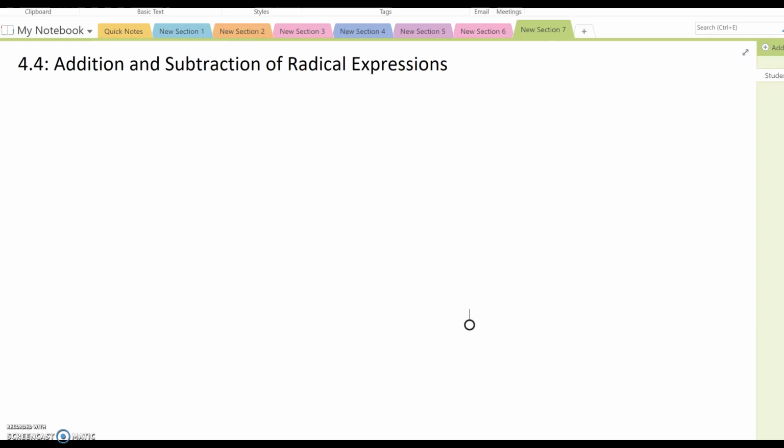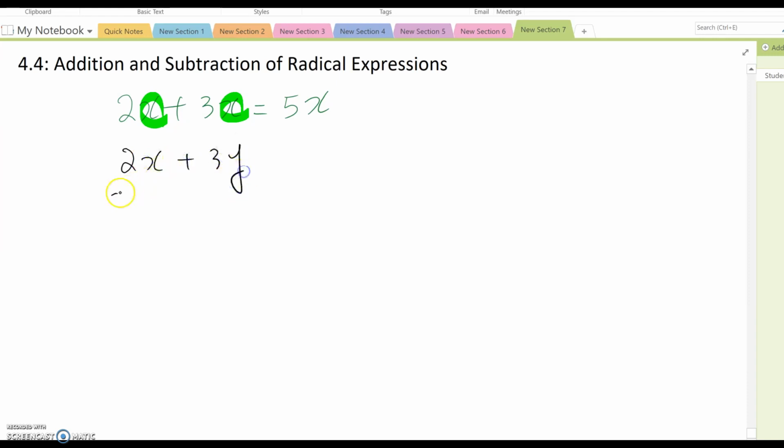Based on any variable expressions such as 2x plus 3x, we can simplify this as 5x because it has exactly the same base value. However, if we have 2x plus 3y, we cannot combine them because the variable terms are different. For radical expressions, we can apply the same concept.